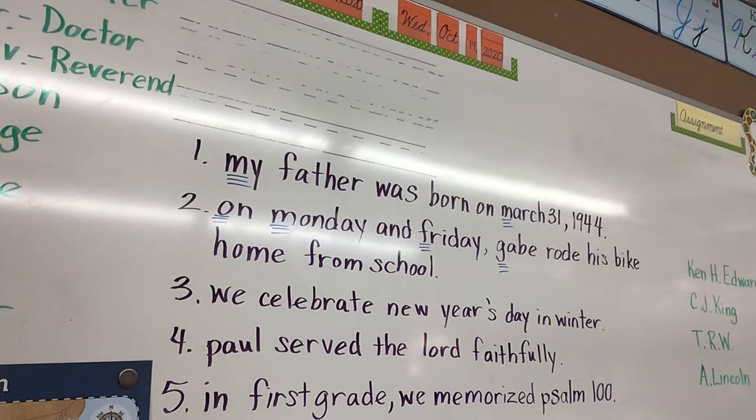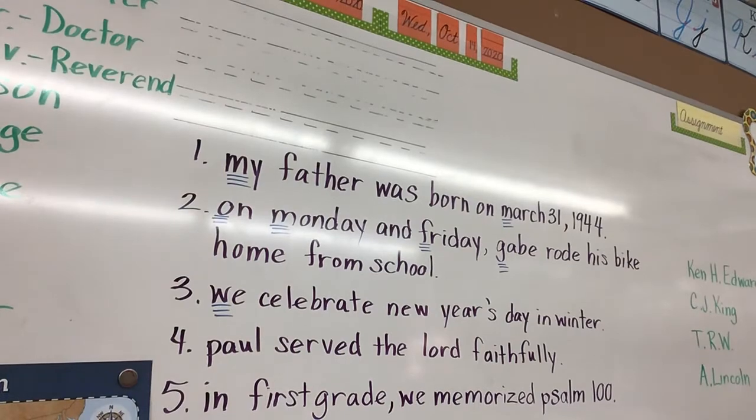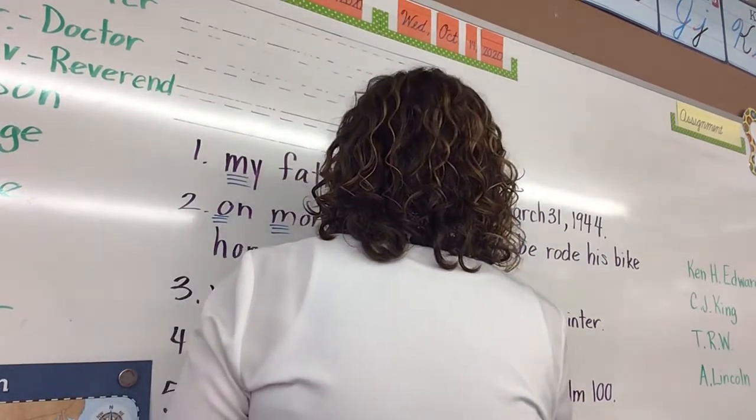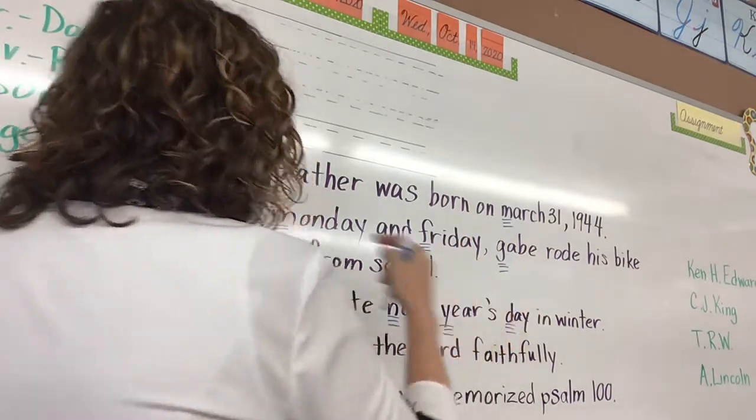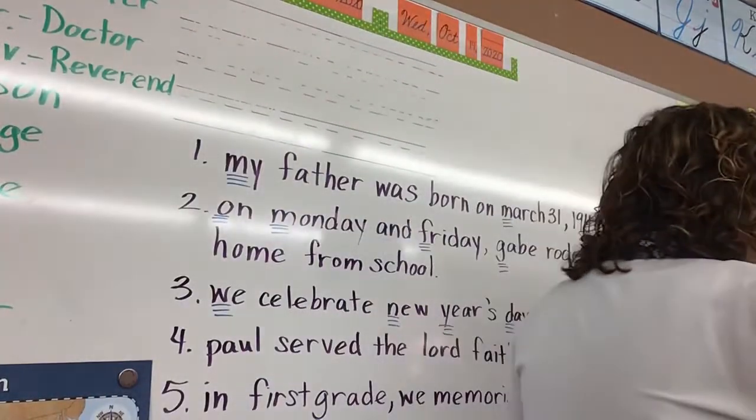Read the next one. We celebrate New Year's Day in winter. We. Because? It's the beginning of the sentence. Beginning of the sentence. What's next? New Year's Day. Very good. Why New Year's Day? Because it's a special day or a holiday. And don't forget, you have to do New and Year's and Day. All right, what's next? Not winter. Very good. Nothing. Not winter. Winter is a season. Days of the week, months of the year, but not the season.